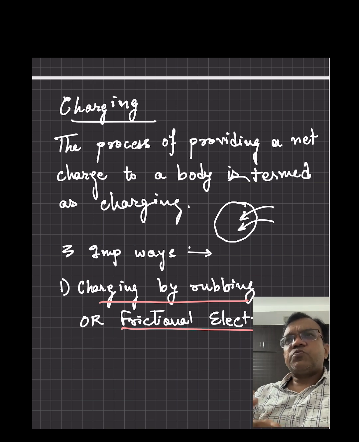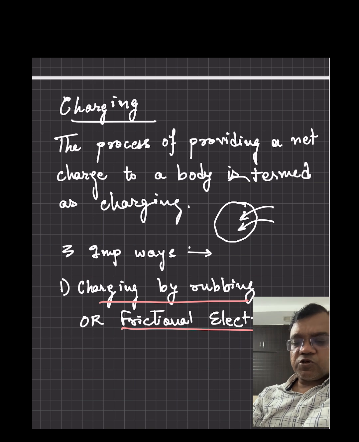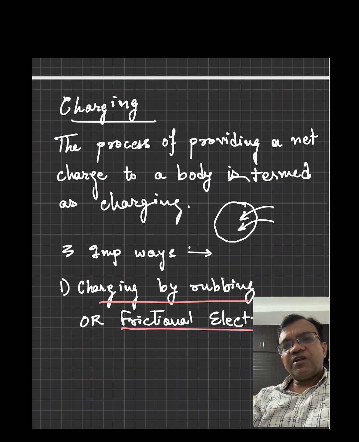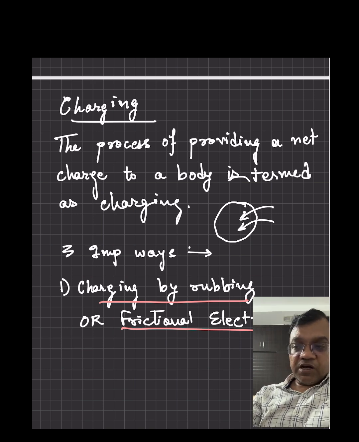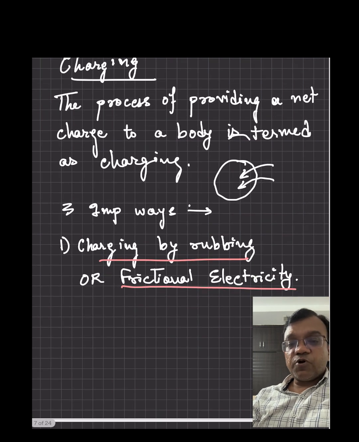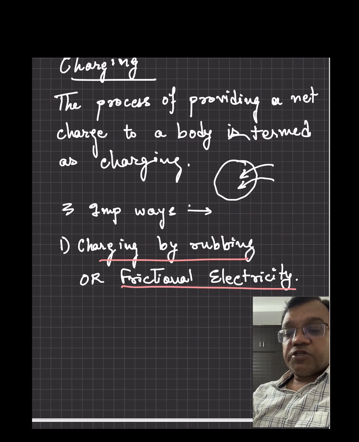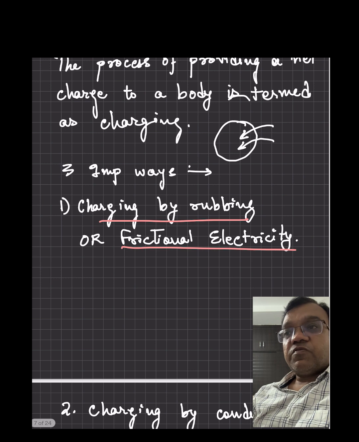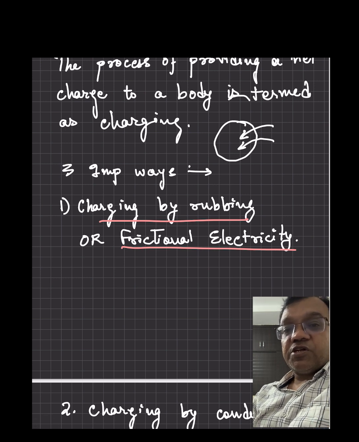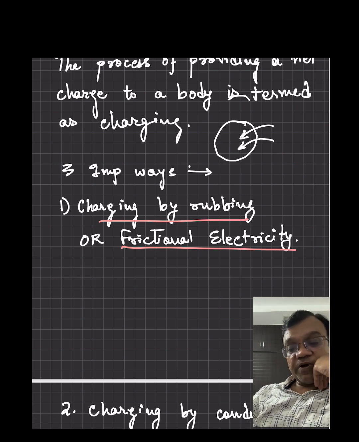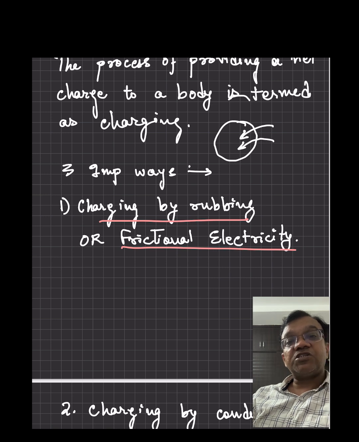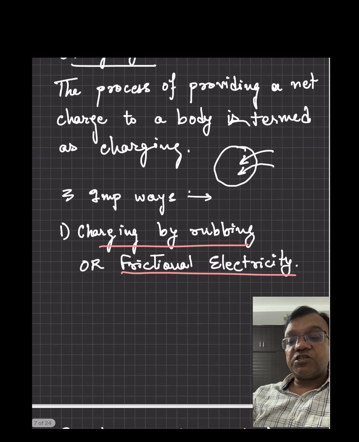Now there are various ways, like the photoelectric effect, thermionic emission, and frictional electricity. But in our syllabus here, we have three important ways to charge an object. One is charging by rubbing, or frictional electricity, another is charging by conduction, and the third is charging by induction. One by one we'll discuss. First of all, I am taking charging by rubbing.